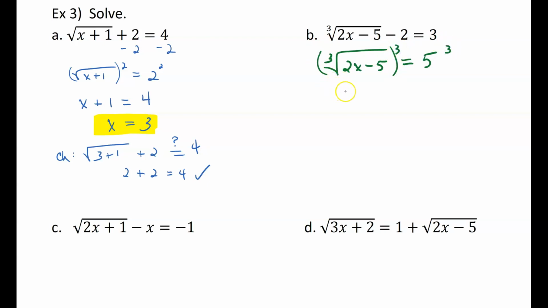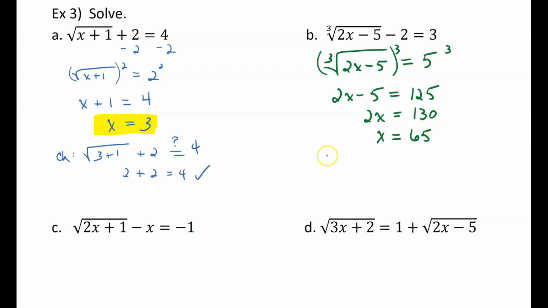So I'm going to raise both sides to the third power. All right, so that undoes that radical, and we're left with 2x minus 5 is equal to 125. Add the 5 to both sides. That gives me 2x is equal to 130. Divide both sides by 2. Gives me x is equal to 65.